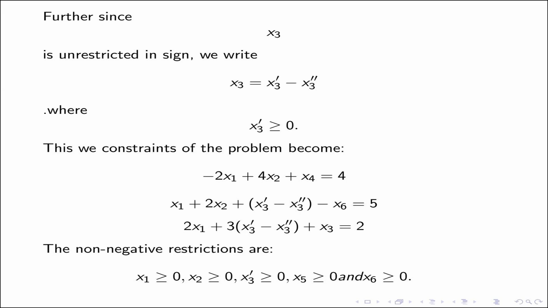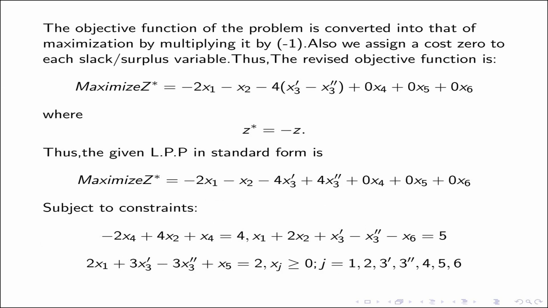The non-negative restrictions are x1 greater than or equal to 0, x2 greater than or equal to 0, x3 dash greater than or equal to 0, x3 double dash greater than or equal to 0, x5 greater than or equal to 0, x6 greater than or equal to 0 and x4 greater than or equal to 0. The objective function of the problem is converted into that of maximization by multiplying it by minus 1. Also, we assign a cost 0 to each slack or surplus variable. Thus, the revised objective function is maximize z star equal to minus 2x1 minus x2 minus 4 into x3 dash minus x3 double dash plus 0x4 plus 0x5 plus 0x6, where z star equal to minus z.